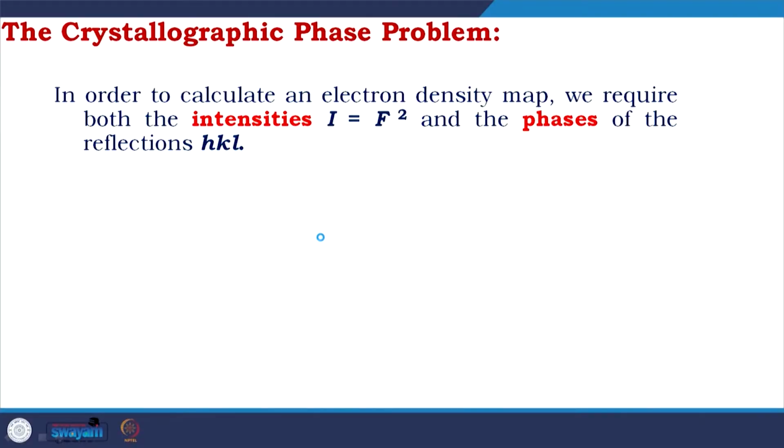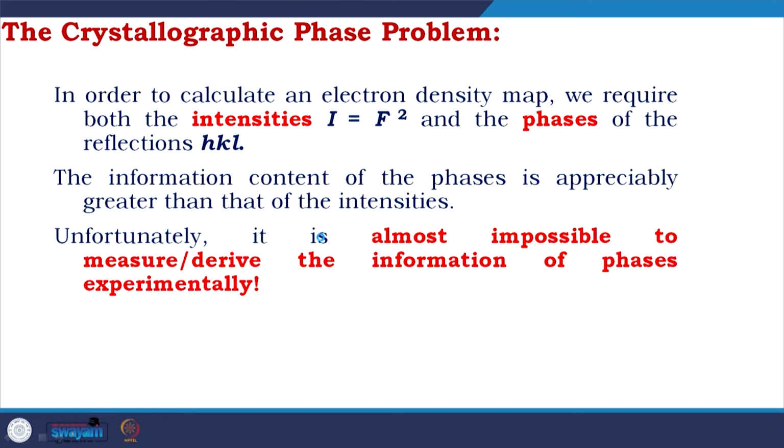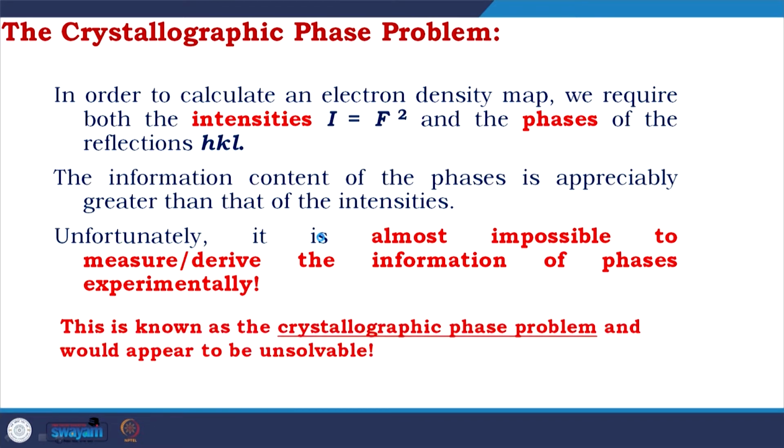In order to calculate an electron density map, we require both the intensities and the phases of the reflections. The information content of the phases is appreciably greater than that of the intensities. Unfortunately, it is almost impossible to derive the information of the phases experimentally, and this is known as the crystallographic phase problem and would appear to be unsolvable. Very important.